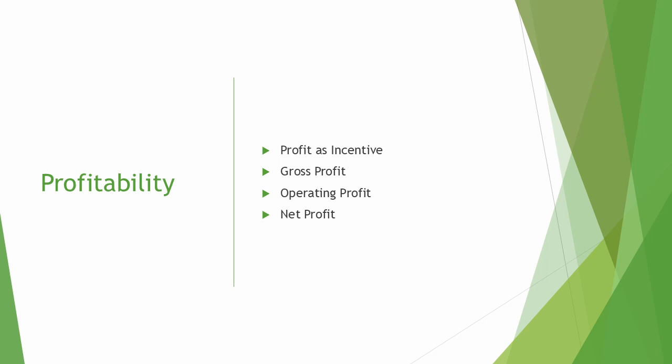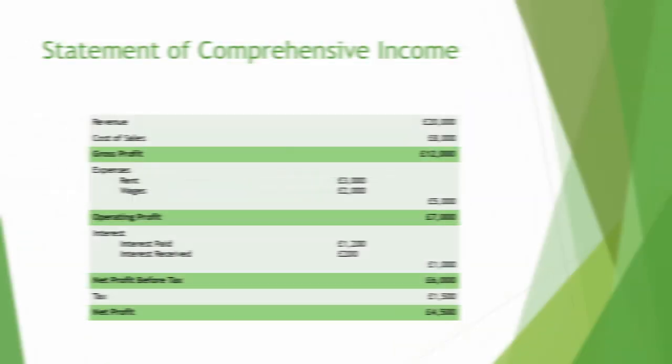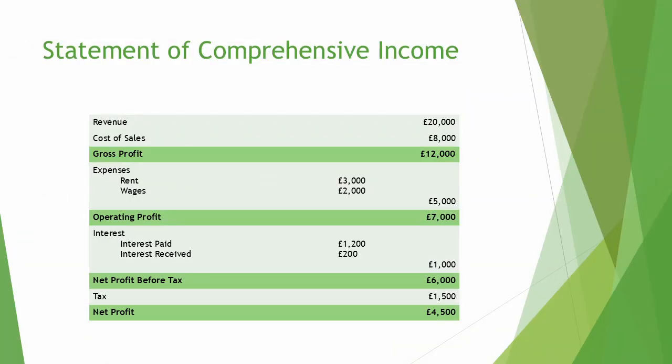Net profit margin is calculated by dividing net profit by the total revenue and multiplying by 100, which shows the percentage of sales revenue that the business keeps after paying its taxes. A statement of comprehensive income, also known as the profit and loss account, provides a summary of a business's financial performance over a specific period of time.